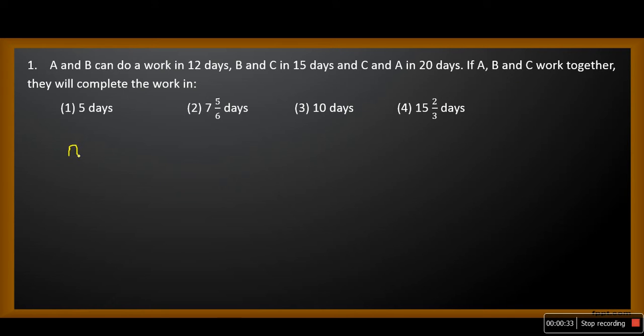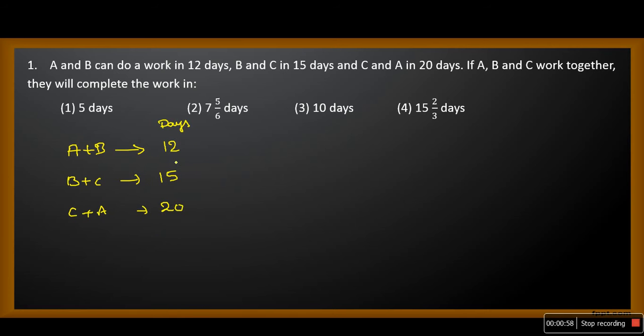What is given here? A and B. It means A plus B. Here we are adding the efficiency of A and the efficiency of B. With that efficiency, they can do the work in 12 days. B and C together can do the work in 15 days. C and A together can do the work in 20 days.